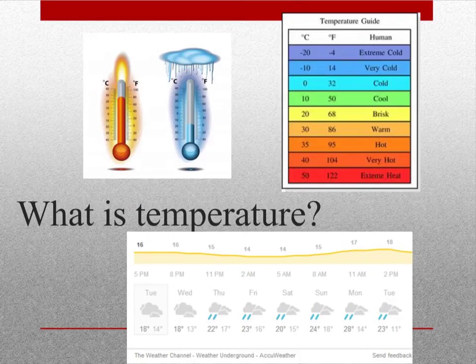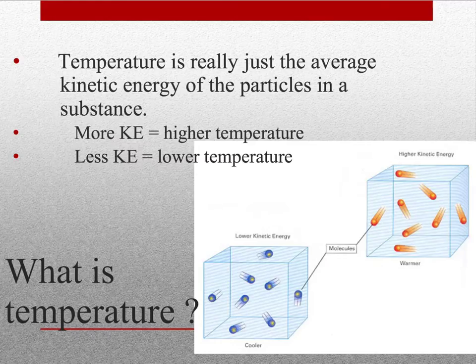So what is temperature? Often when we talk about temperature, we think about weather or thermometers and how hot or cold we feel, or we even think about the weather forecast for the week. But what does it really mean physically for an object to be at 0 degrees or at 25, 30 degrees? What does that mean physically for an object? Well, it turns out that temperature is really just the average kinetic energy of the particles in a substance.